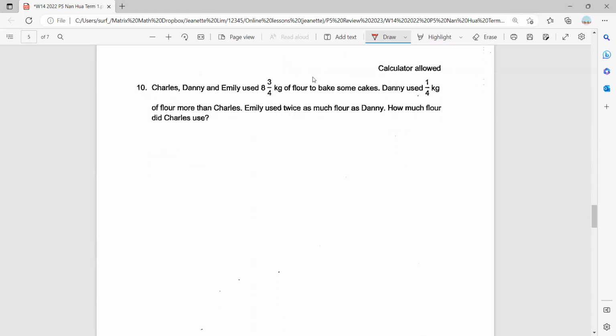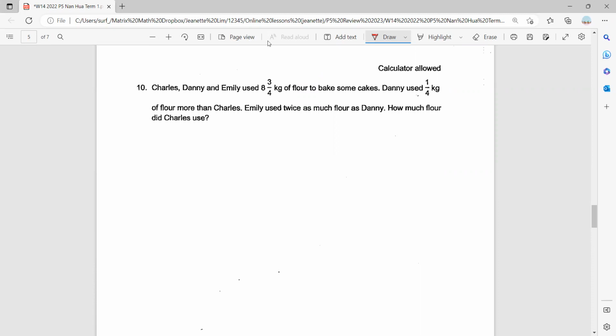Okay, question 10. Charles, Danny, and Emily used 8 3/4 kg of flour to bake some cakes. Danny used 1/4 kg of flour more than Charles. Emily used twice as much flour as Danny. How much flour did Charles use?